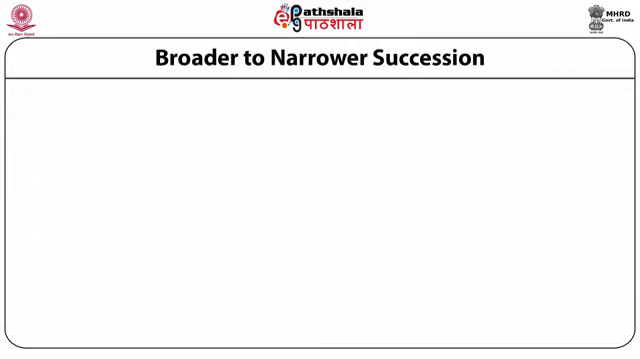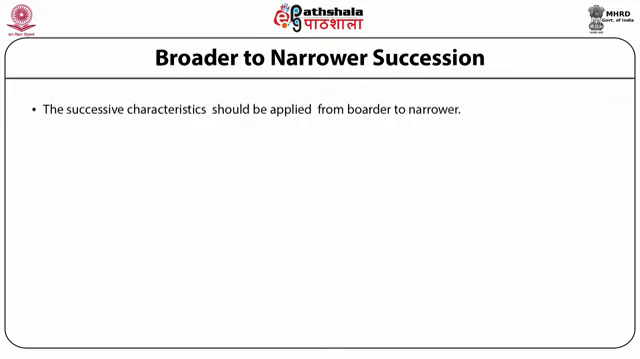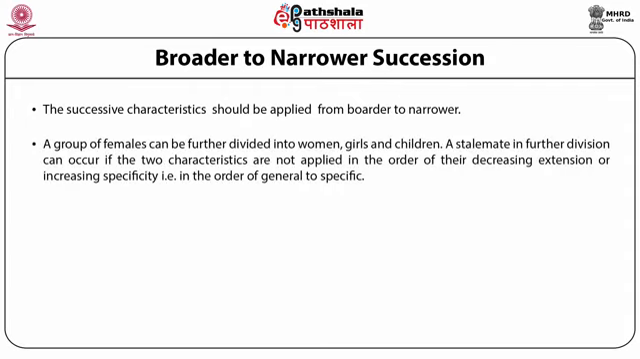Broader to narrower succession. It also deals with the order in which the characteristics are to be applied, though Ranganathan has not mentioned it clearly or explicitly in his canons. It means the successive characteristics should be applied from broader to narrower, from general to specific. A group of females can be further divided into women, girls, and children.